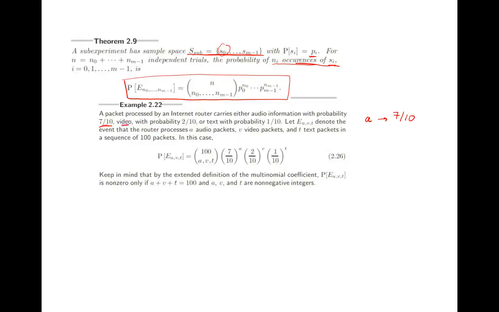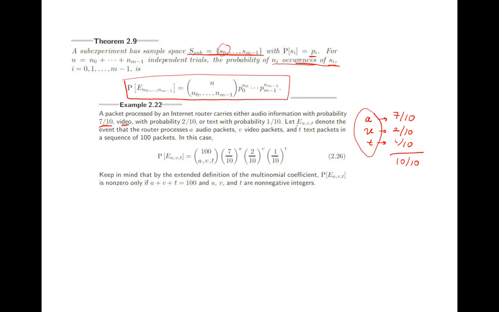Video with 2/10, or text with 1/10. So the total here should be 10/10 because this simply composes the sample space.